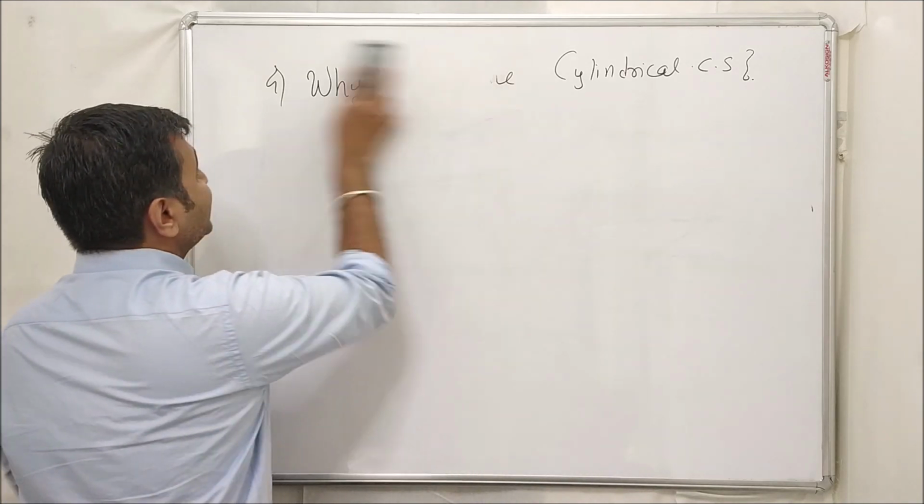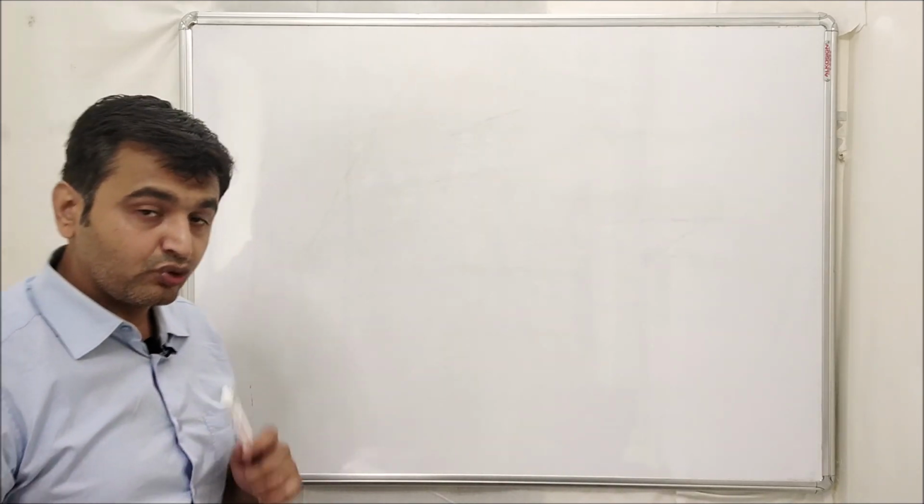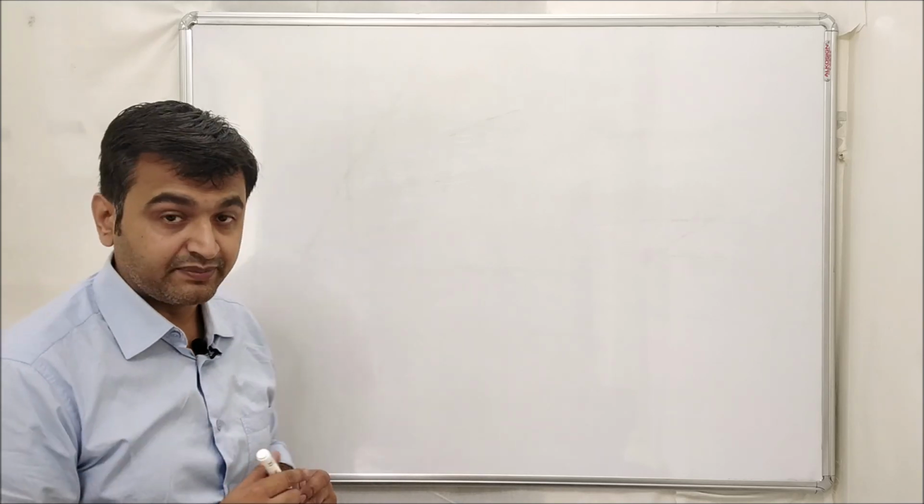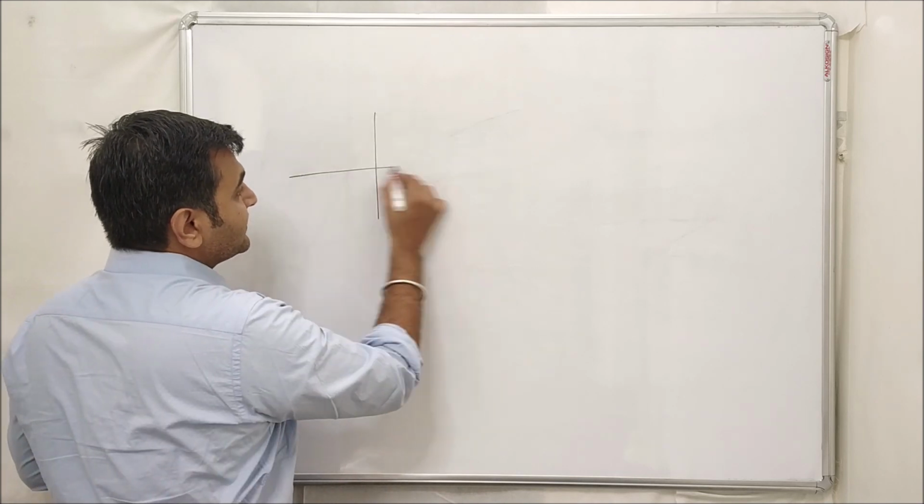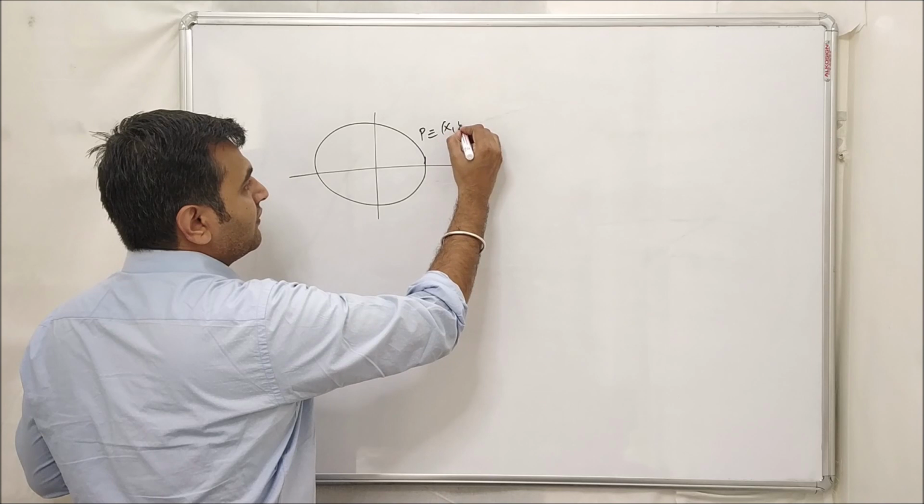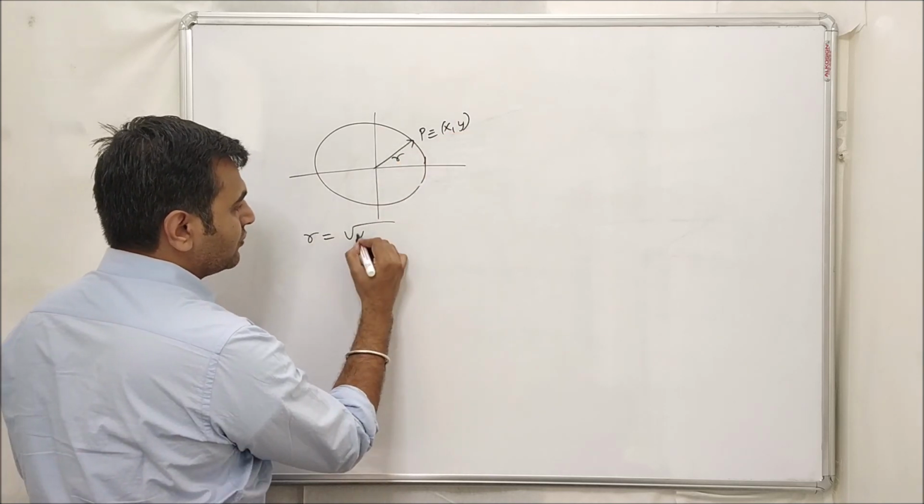Now one last point, what is r? Okay, r is the distance of a point from the origin, but that is in 2-dimensional space, not in 3-dimensional space. So if you are in 2-dimensional space, you have a circle, you take a point, say P, which is (x, y), then yes, this distance is r, which is nothing but the square root of x squared plus y squared.